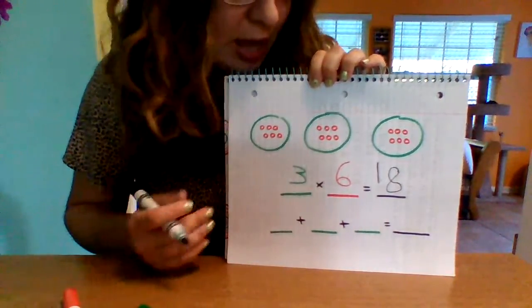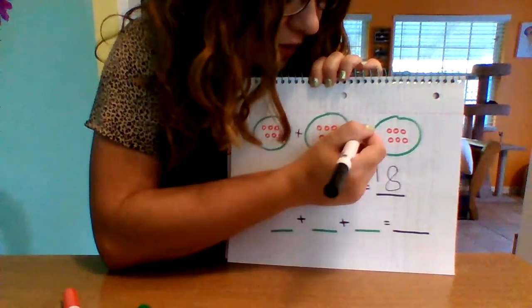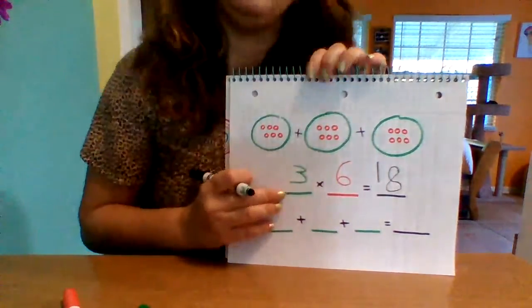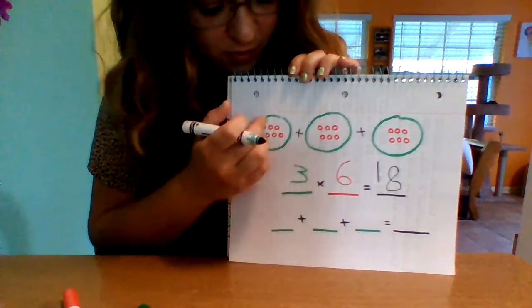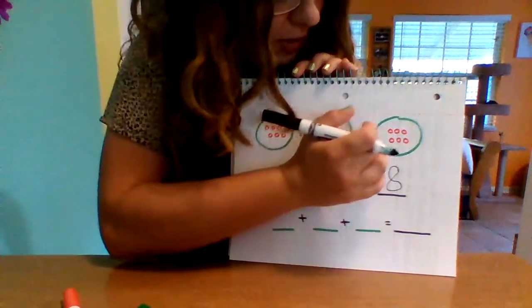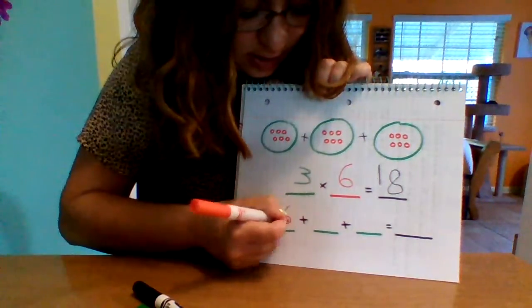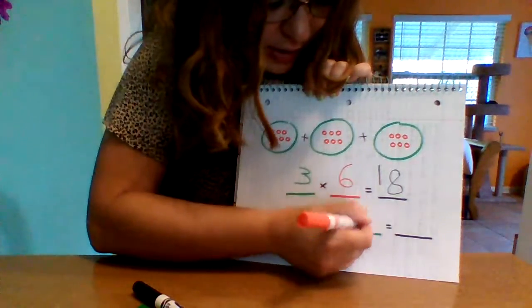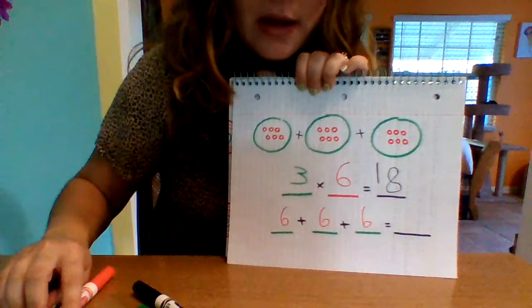Let's check that out. So repeated addition is just adding the counters, the number of times that you have the groups. So there's 6 counters in each group, right? 1, 2, 3, 4, 5, 6 plus 1, 2, 3, 4, 5, 6 plus 1, 2, 3, 4, 5, 6. 6 plus 6 plus 6. Add 6 3 times. What is 6 plus 6 plus 6?